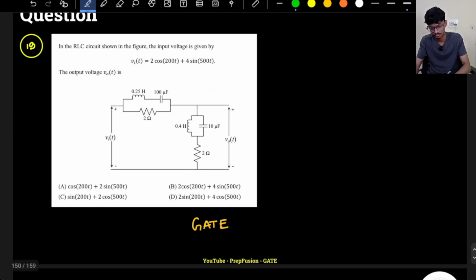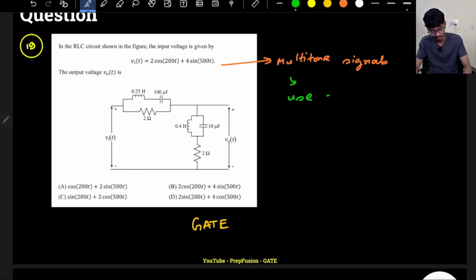Whenever there is a multi-tone signal, we will learn about AC theorems at the end of this AC analysis series. But for now, if there are multi-tone signals anywhere, then simply use superposition. Superposition I think you have learned. For AC I will discuss superposition specifically, but for now, apply whatever superposition you know.